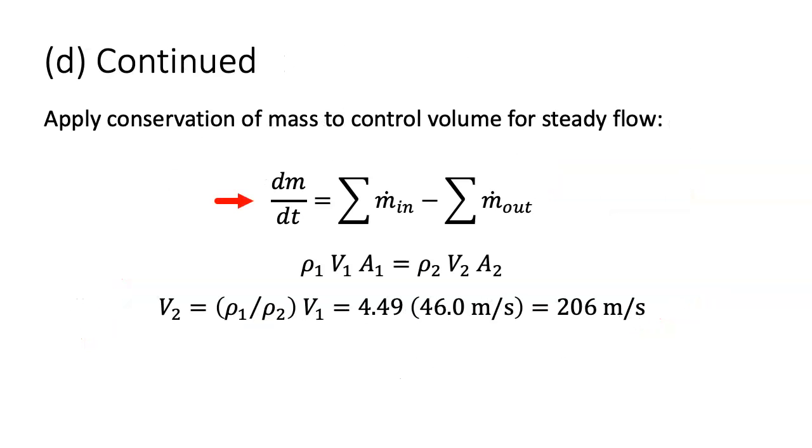Thus, we apply conservation of mass to our existing control volume to solve for our unknown velocity. For steady flow, the equation reduces to the mass flow rate in must equal the mass flow rate out. Even though the area remains the same for this case, because the density is changing, the velocity changes. For our expanding air, this corresponds to a much higher velocity of 206 meters per second at Section 2.